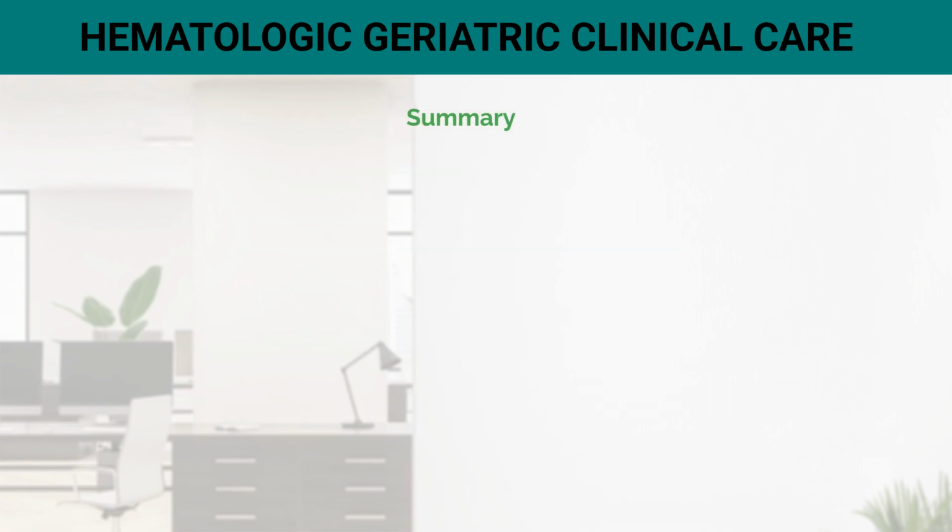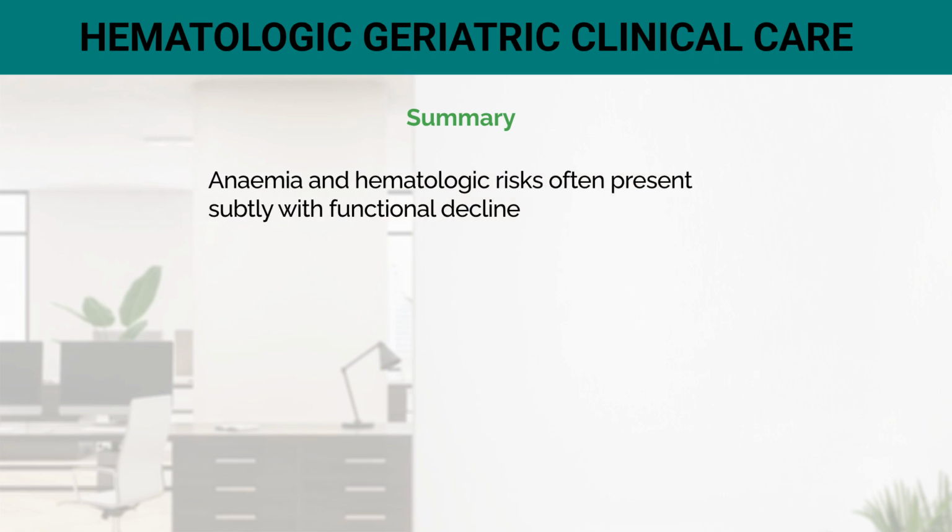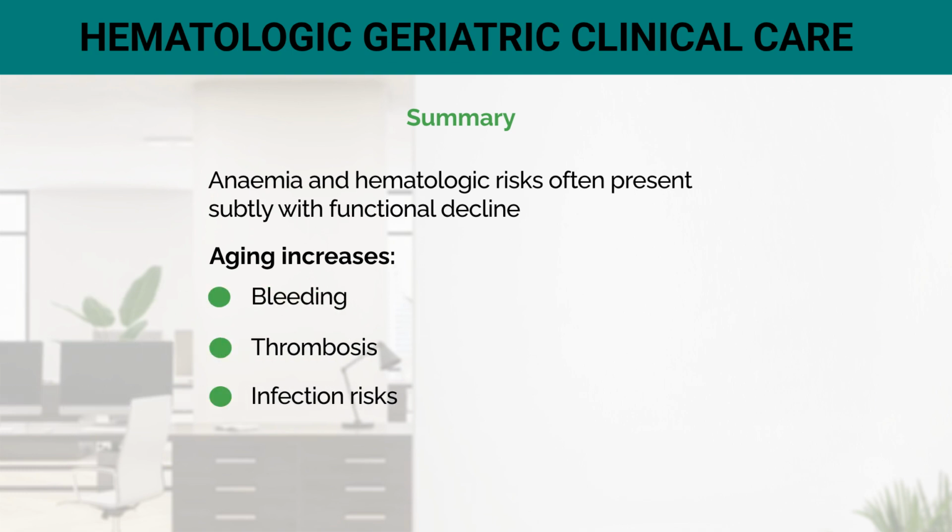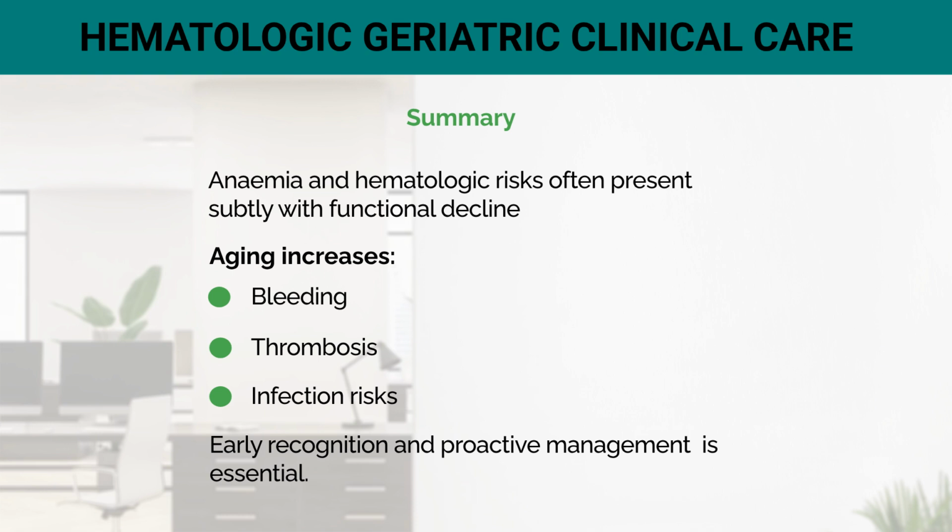To summarize this session, it is important to know that, in older adults, anemia and hematologic risks often present subtly with functional decline, while aging increases bleeding, thrombosis, and infection risks, making early recognition and proactive management essential.